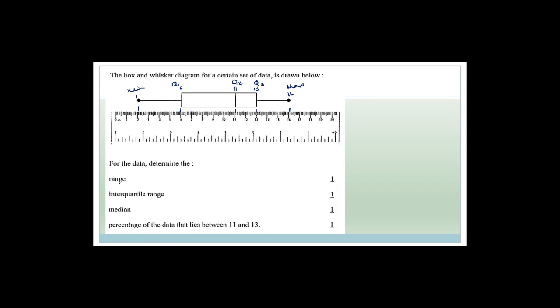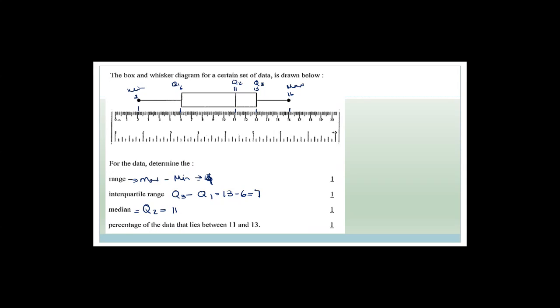Now it says determine the range. Now the range is just the maximum minus the minimum, which is going to be, in this case, 15. 16 minus 1 is 15. Actually, that's a 2, that'll be a problem. So it's going to be 14. The interquartile range is Q3 minus Q1, which in this case is going to be 13 minus 6. 13 minus 6 is going to be 7. The median is the same as Q2, okay, which is going to be 11.